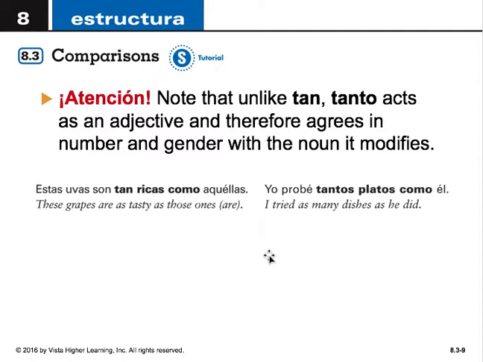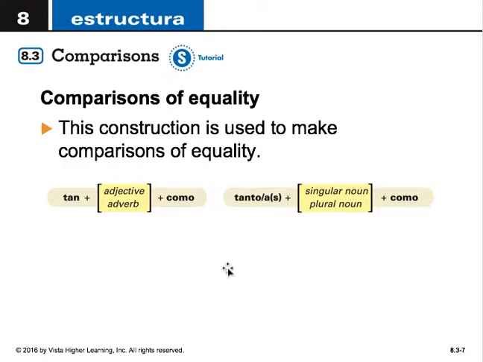Estas uvas son tan ricas como aquellas. These grapes are as tasty as those ones are. Yo probé tantos platos como él. I tried as many dishes as he did. Note that tantos matches here with platos. And platos is a noun, and therefore they match. But with an adjective like ricas, ricas would match with uvas, the grapes, whereas tan stays the same because it's an adverb, as you remember. Tan goes with adjective and adverb, and tanto, tanta, tantos, tantas goes with a noun.